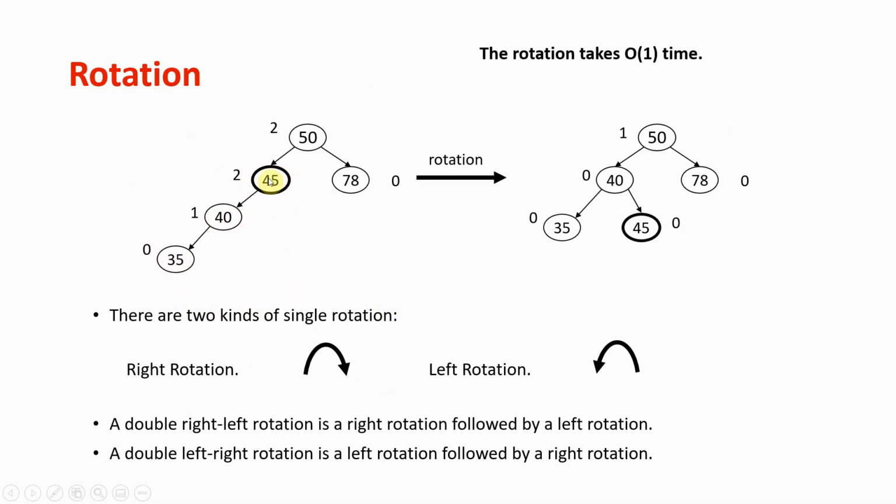From the pivot and the next two nodes towards the path to the newly inserted node, these three nodes, we're basically changing the child-parent relationship for these three nodes, okay? So we have two kinds of rotation, single rotation. We either have right rotation or left rotation, okay? Right rotation or left rotation.